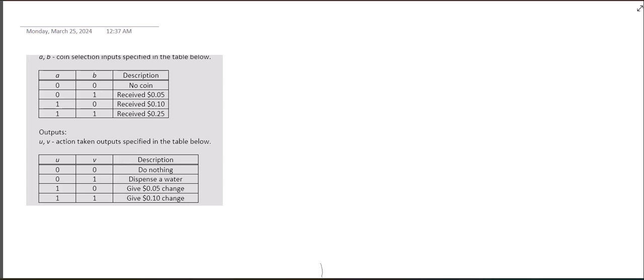Okay, let's talk about this lab that you have to do. It's a finite state machine that's a little more complicated than any that you've had to do so far. The idea is that you've got this machine that you can put money in, and it will dispense water if you put in 15 cents, and you can put in a nickel, a dime, or a quarter. Based on what you put in, it'll say what it'll do.